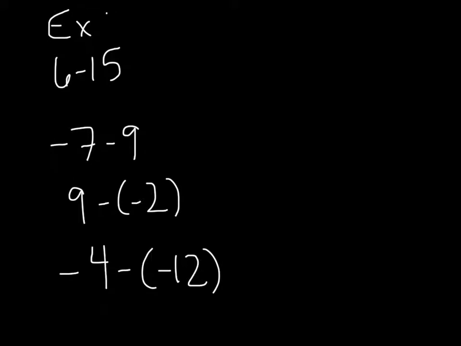6 minus 15. I'm going to do zoom. Add the opposite. So the opposite of 15 is negative 15. 6 plus negative 15. 6 positives, 15 negatives. I have more negatives. How many more? 9 more. And I have more negatives. Okay, negative 7 minus 9. Add the opposite. Negative 7 plus negative 9. I have a bunch of negatives. I have 16 of them all together, and they're all negatives.